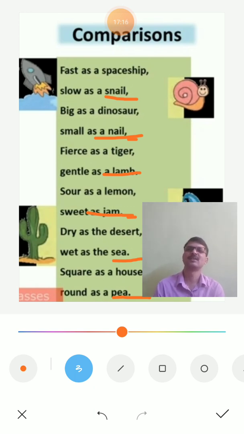So in this poem there are comparisons of speed, size, then character or temperament or nature, then taste, then dryness, and here is the weight. Temperature is given there. Okay, and square and round means shape is compared there.